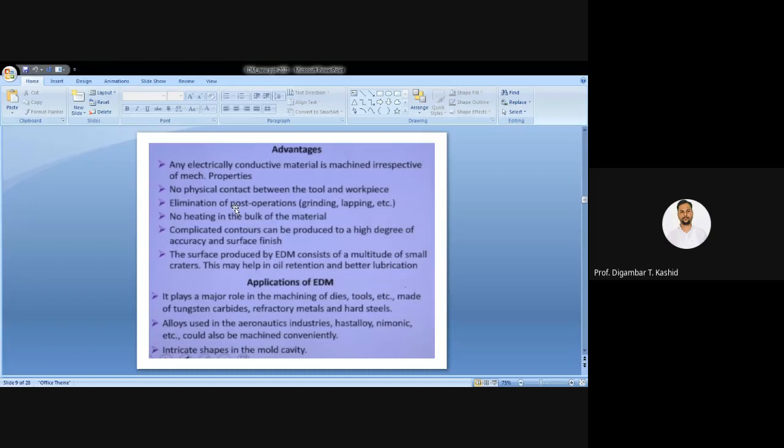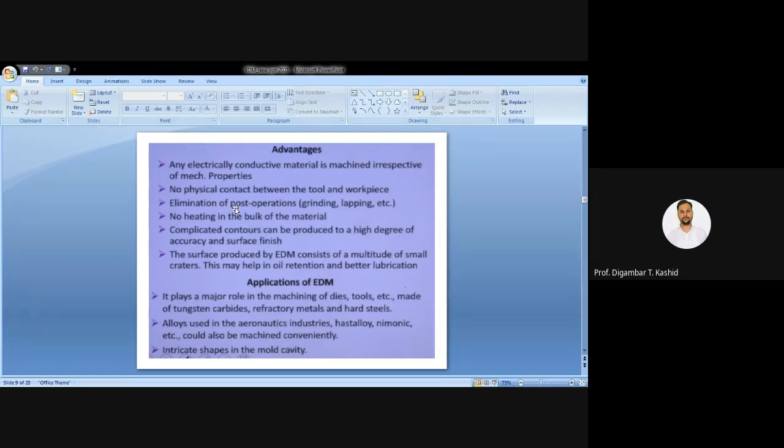Like in conventional milling or conventional turning operations, there is physical contact between the tool and workpiece. So by this process, you can machine any thin section material also, because there is no contact between your tool and workpiece. Any delicate components can also be machined by this process. Then the next advantage is the elimination of post operations like grinding and lapping.